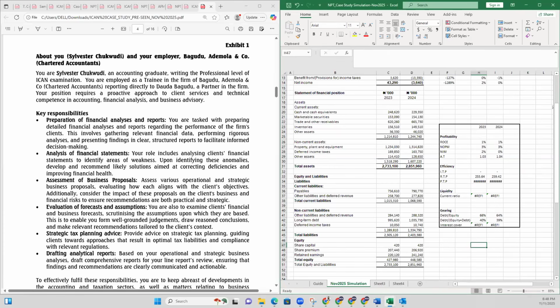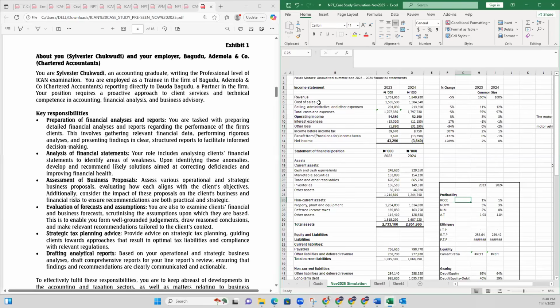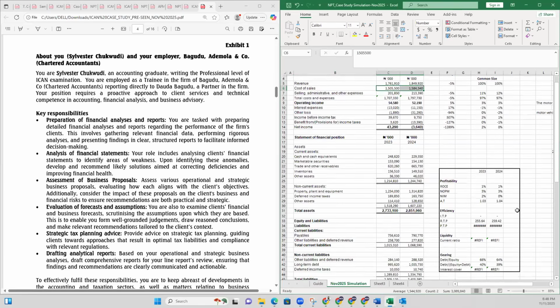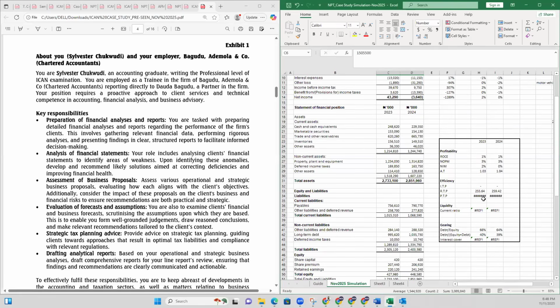This company is crawling on the floor. What are all these numbers looking like? But the revenue is high now. Anyway, it looks like the margin is very low. Anyway, that's for you to discuss in your report.